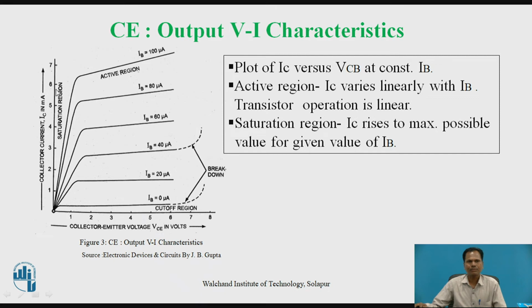As far as the saturation region is concerned, both the collector base junction and the base emitter junction remain forward biased, because the voltage at the emitter is at a lower potential. The voltage at the emitter is at a lower level with respect to the voltage at the base in the saturation region. So this is about the output characteristic of a transistor in common emitter circuit configuration.